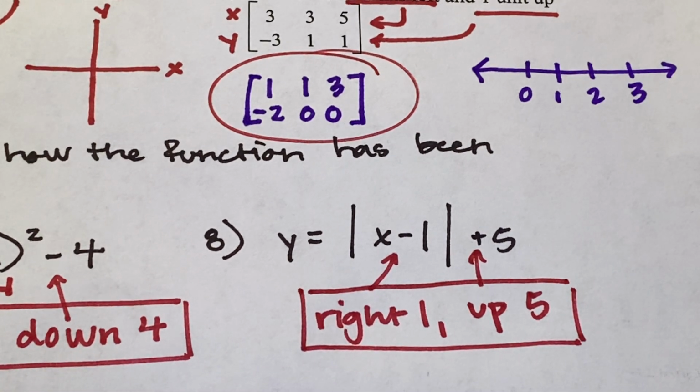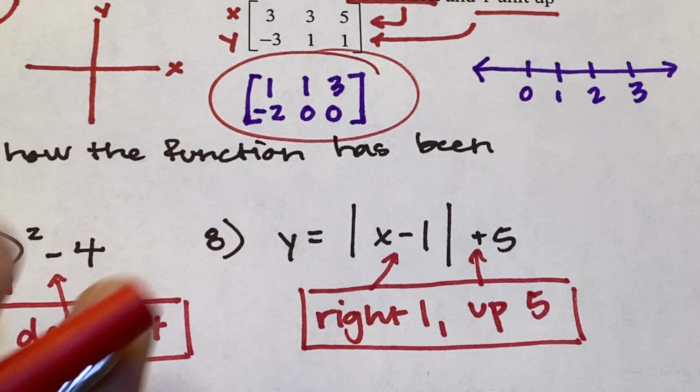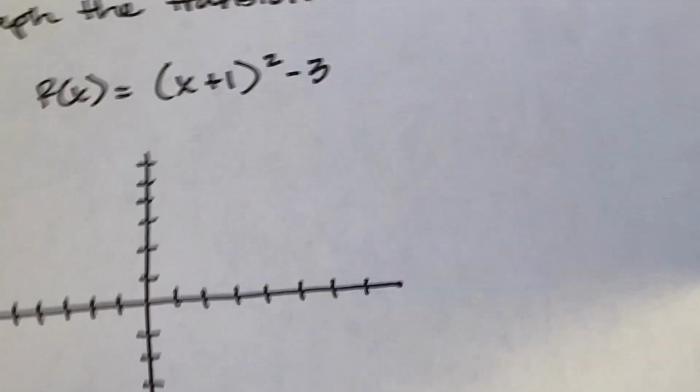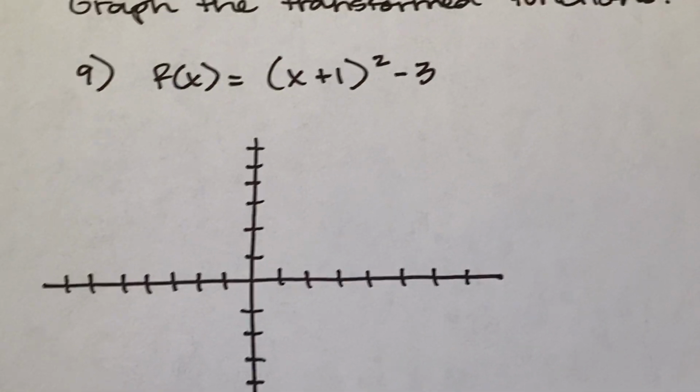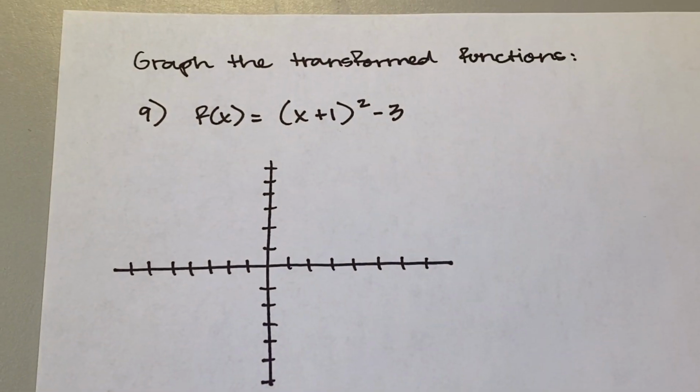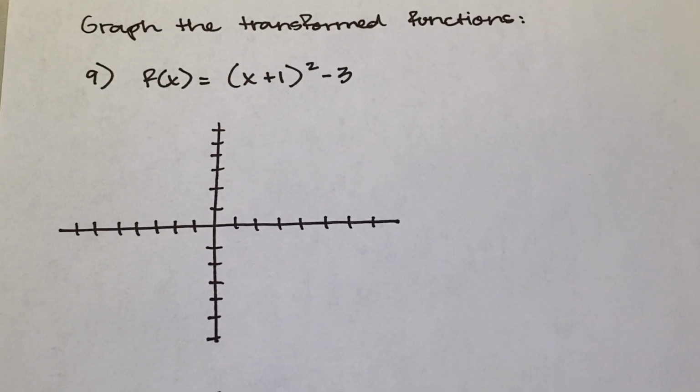Beautiful. Okay, so that's another thing you're going to have to do on your test: look at a function and identify how it's being moved. Explain. Okay, so turn your paper over. This is the biggest part of our test, and it is graphing these functions. So it says graph the transformed functions.